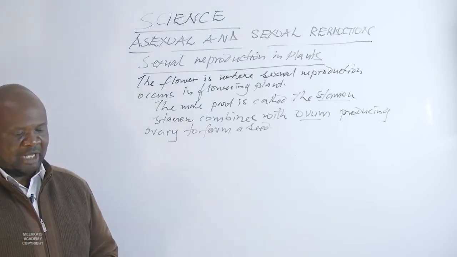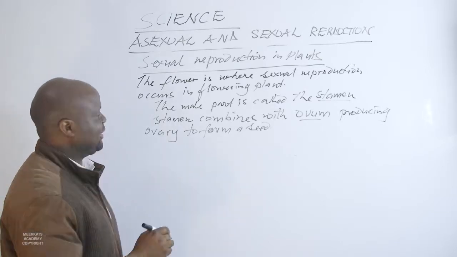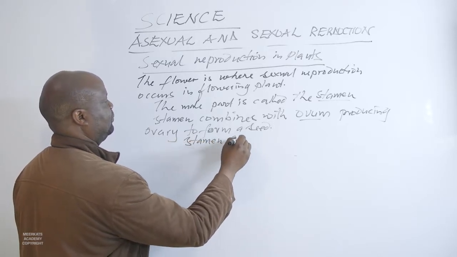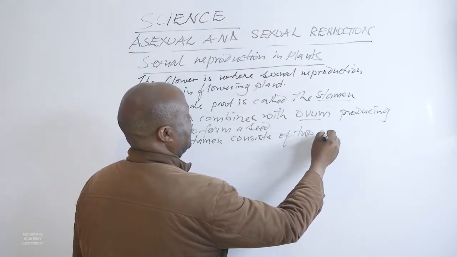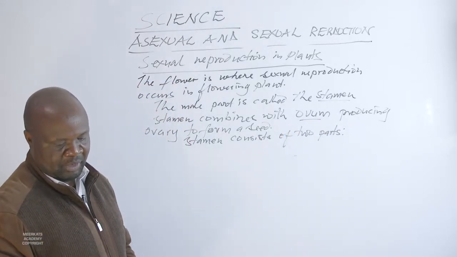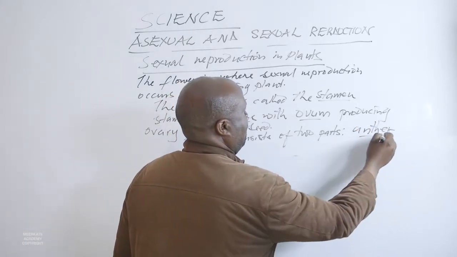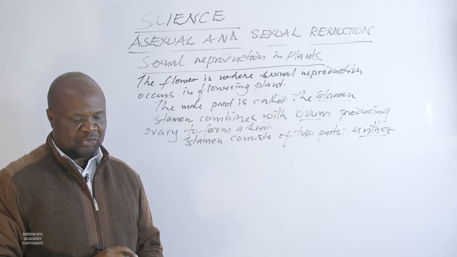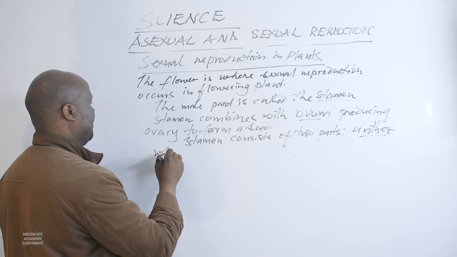Now, when we are talking of stamens, the stamen consists of two parts, and we want to name them. The first part is called the anther, which actually makes the pollen.